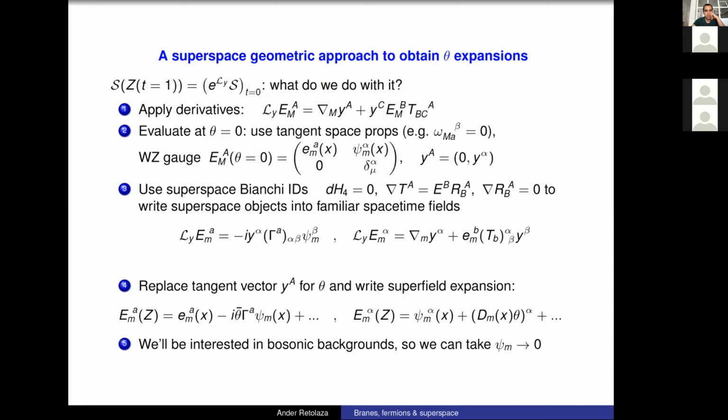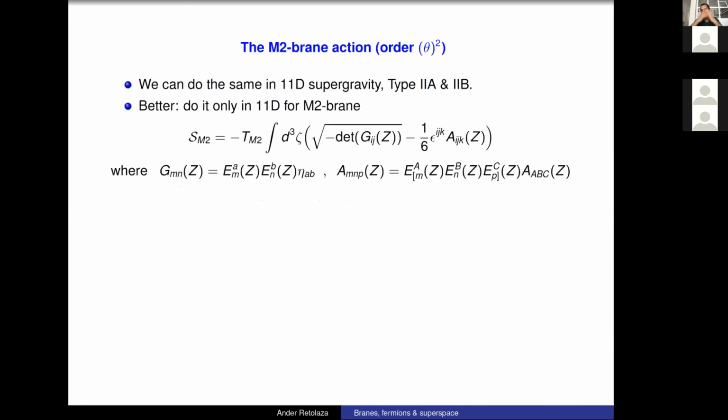One last thing that we need to consider is that we're going to be considering bosonic backgrounds. What this means is that when we perform the expansion that we want, all the terms that involve the Gravitino we can set to 0. So we have a technique to obtain the theta expansion of any brane action. You could do this in type 2A, in type 2B, or 11-dimensional supergravity. But the smartest strategy is to start with 11-dimensional supergravity and consider the superfields that appear in the M2 brane action.